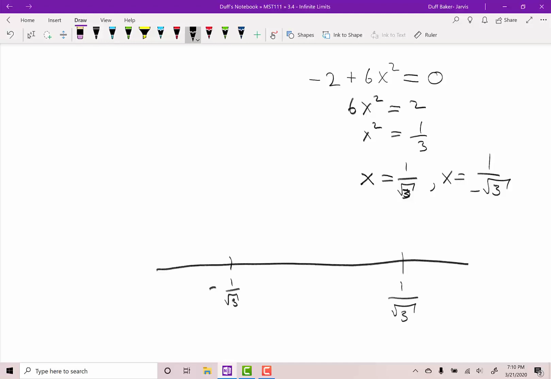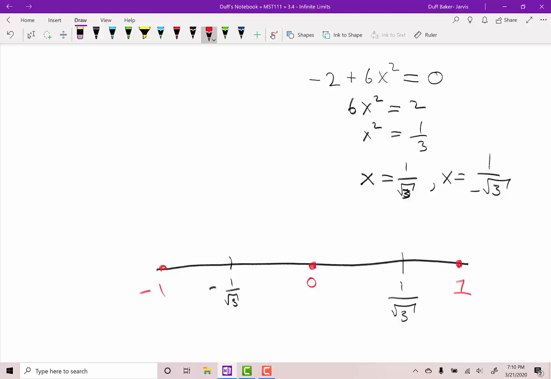Okay, and we want to test what happens in each region. So the easiest point in the middle is probably just 0. Over here I might choose 1, and to the left I might choose minus 1. Because if you think about it, square root of 3 is bigger than 1, so 1 over square root of 3 is smaller than 1.